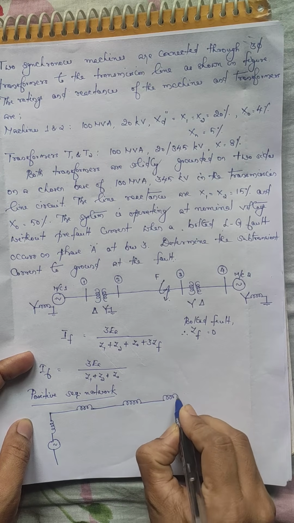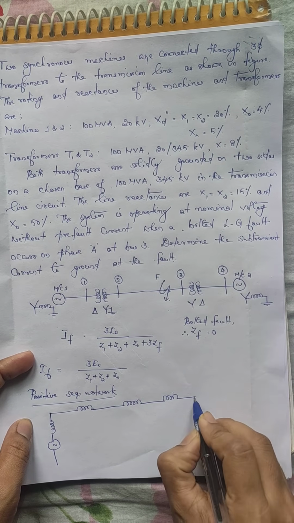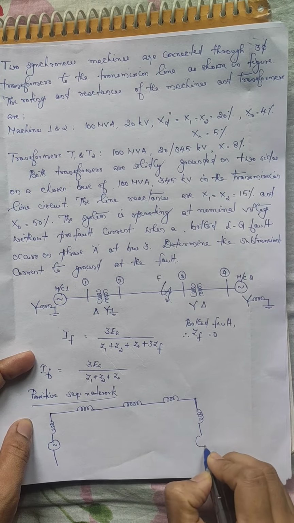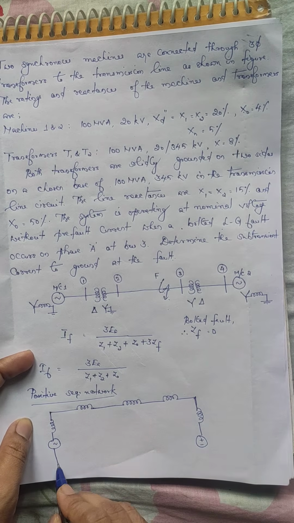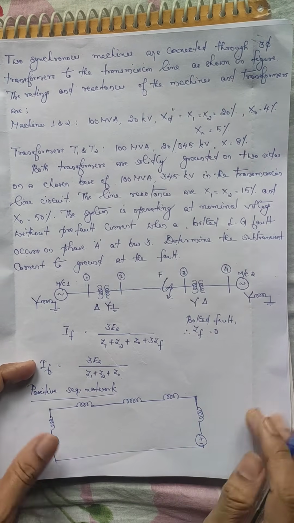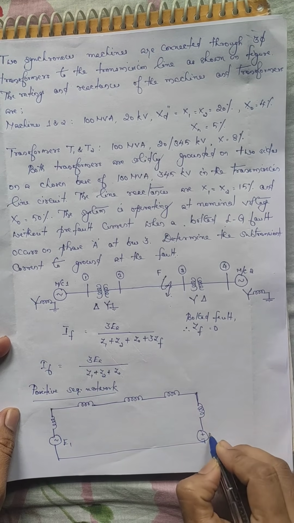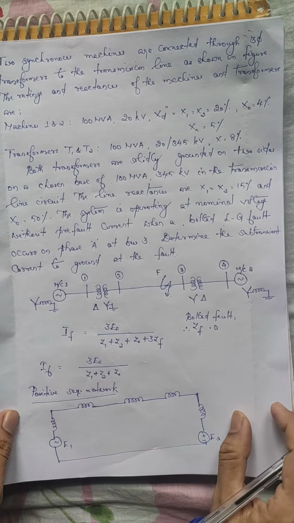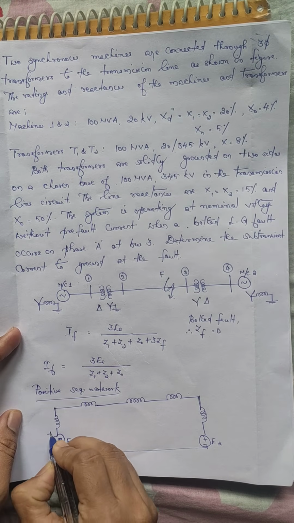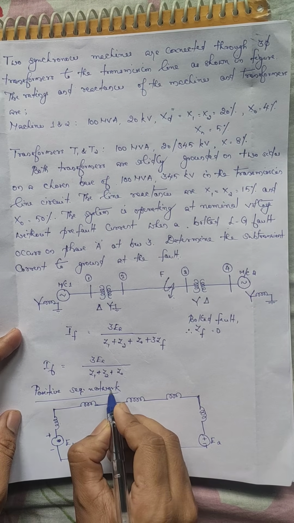Then transformer T2, the second transformer, and finally the machine 2. Machine 2 is also a synchronous machine, so the positive sequence reactance in series with a voltage source. Okay, so this is the positive sequence network. Now let this be E1 and let this be E2. Now we are drawing the positive sequence network.